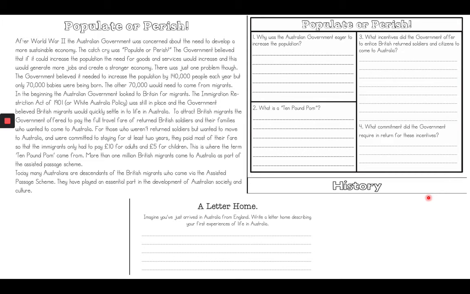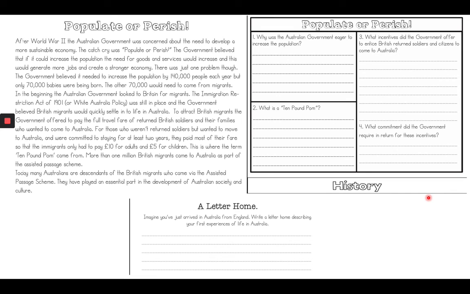Number 3, what incentives did the government offer to entice British returned soldiers and citizens to come to Australia? So what did they give to British returned soldiers and to the citizens if they chose to move their lives to Australia? And number 4, what commitment did the government require in return for the incentive? So in return for what they gave, what you've said there for number 3, what did they need those people to commit to in return for that? So those are the 4 questions.